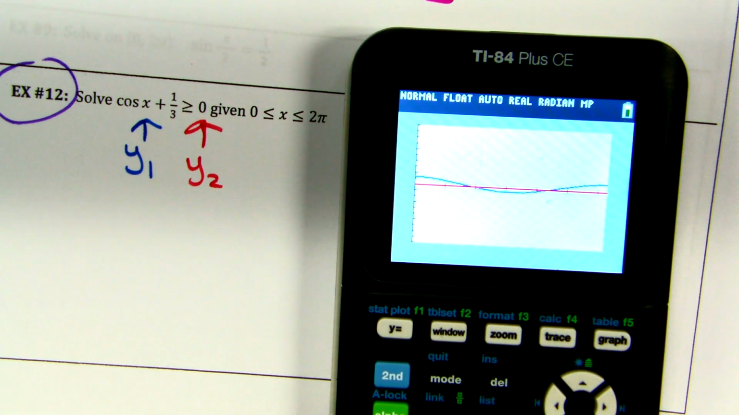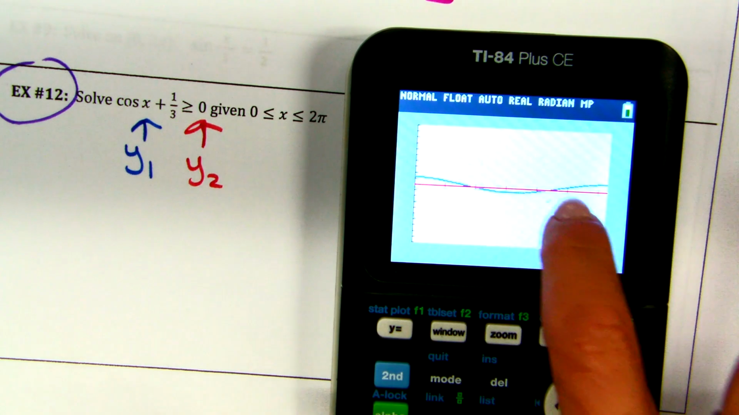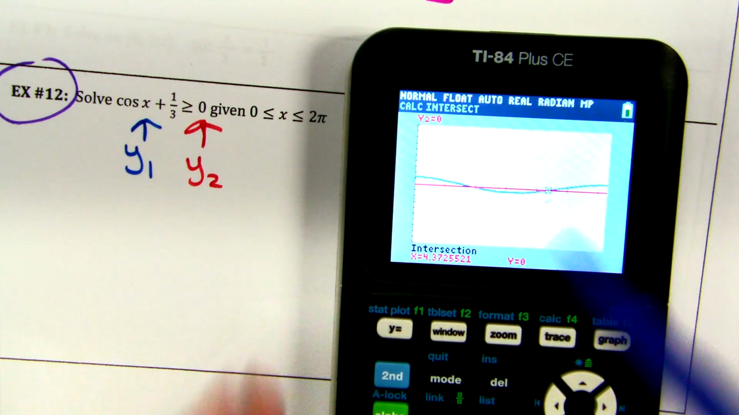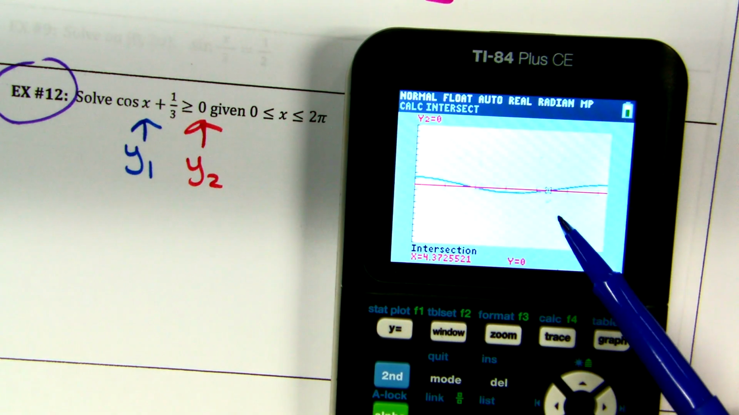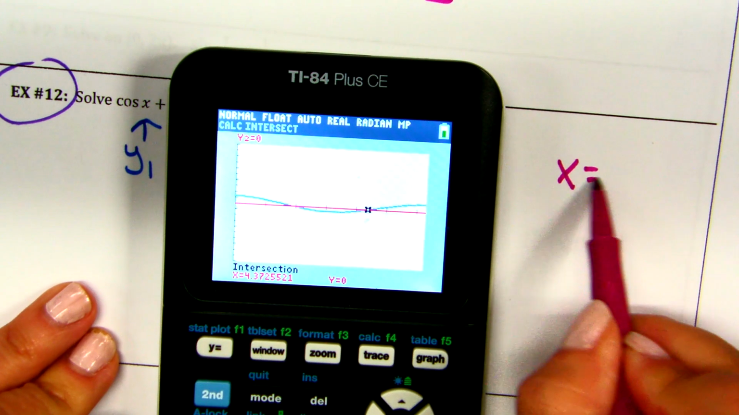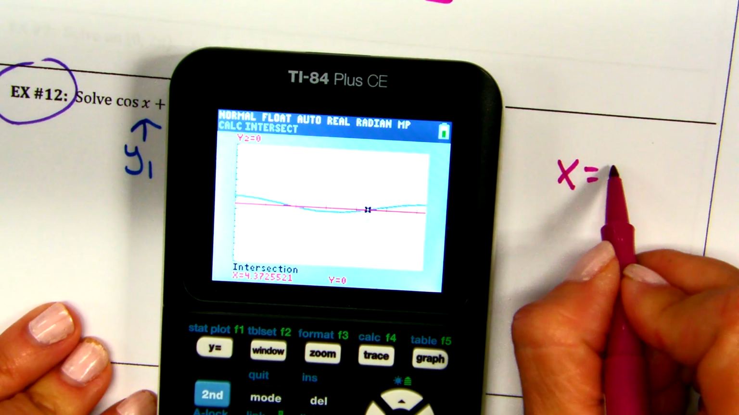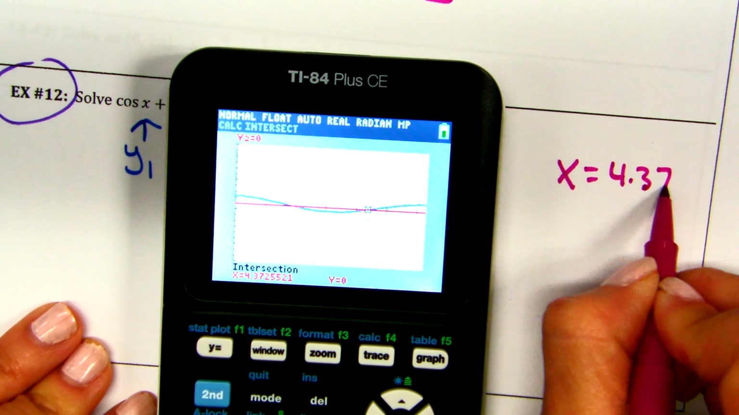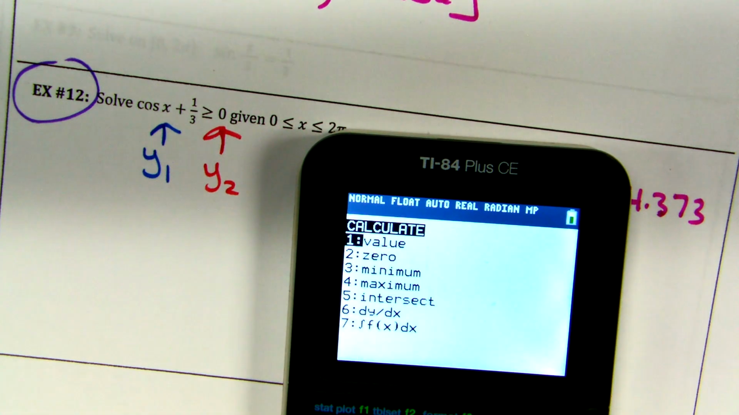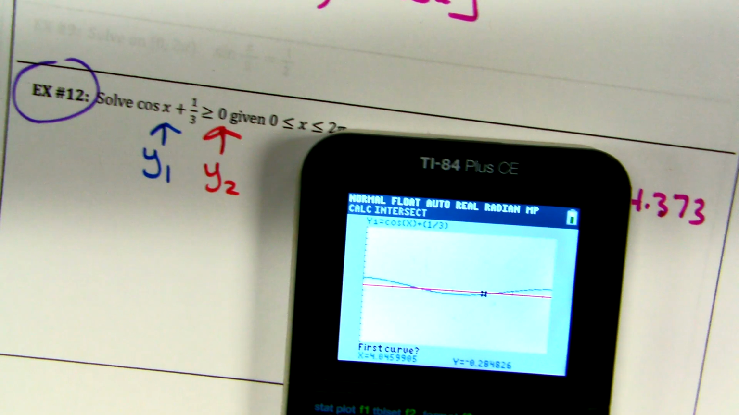Let's first find the intersections of those two. Let's find those two intersections, and then we can talk about how to answer the question. So do your second calc 5, enter, enter, enter. Notice this one found, on this graph, the second intersection first. And that's okay. It doesn't matter which one you find first. Just make sure you answer your question in order from least to greatest. So I already found this one, so I need to go to the left here for my next one. And arrow over.